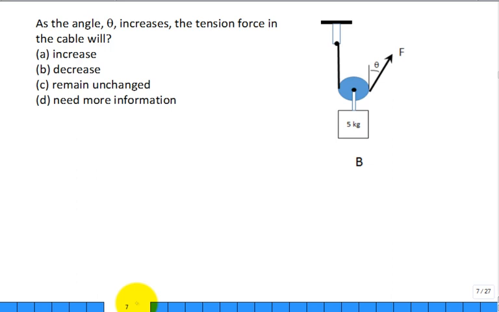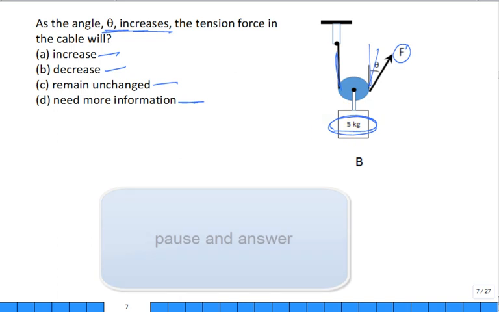As the angle theta increases, the tension force in the cable, what will F do to hold the same mass? Will it increase, decrease, remain unchanged, or you need more information? Now, we already talked about, you can think about this moving over a little bit. So you have to think of this starts at theta equal to 0 and this other side straight up and down, okay? But we already talked about that.